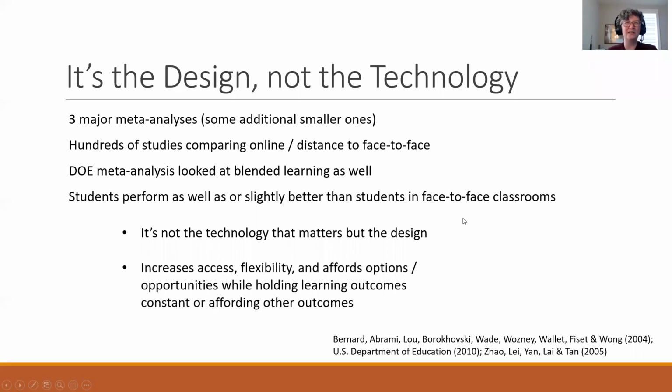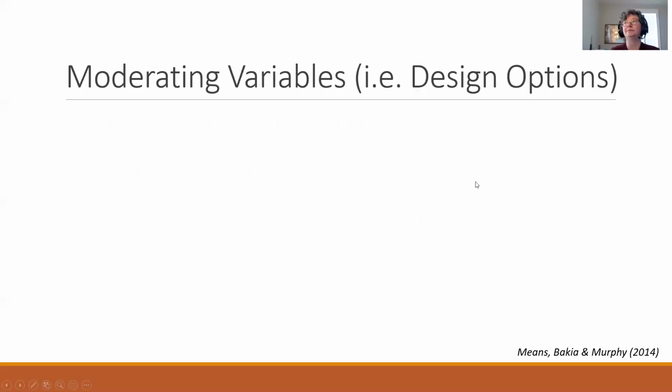What that also means is that if we know that we can deliver effective online instruction, then we can use online to increase access, increase flexibility. Sometimes online affords options or opportunities that the classroom does not. And we can offer these options or opportunities while holding learning outcomes constant or affording new outcomes as well.